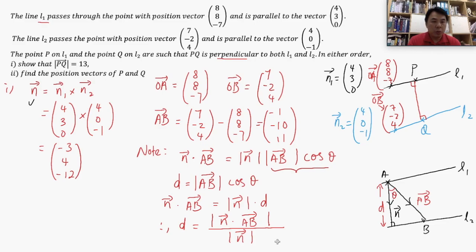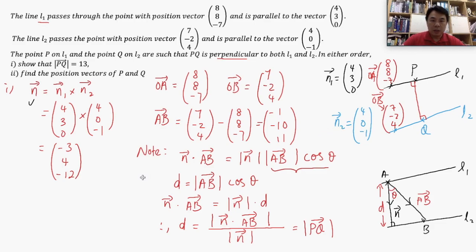Now that's how we get the shortest distance between L1 and L2, which is given as the length of PQ. So we can say that D is actually PQ, the length of PQ. All you need to do is just substitute this n here. We have n, we have our AB. So we're going to substitute it here and work this out.